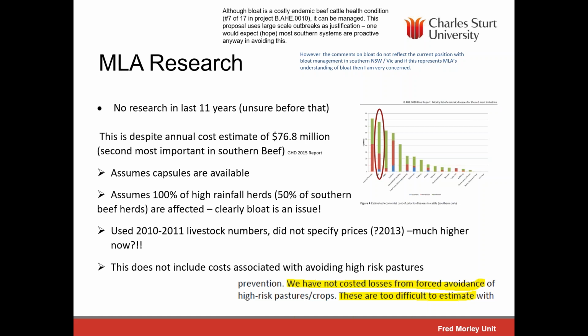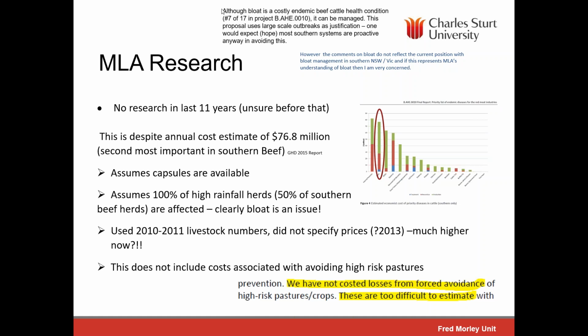And specifically, they said we have not costed losses from forced avoidance of high-risk pastures and crops because they were too difficult to estimate. So those losses are just because you've got to graze more mature pastures, or pastures that promote lower growth rate, for the rest of the animals to stop the hopefully small percent that are going to die, and that can be quite costly.